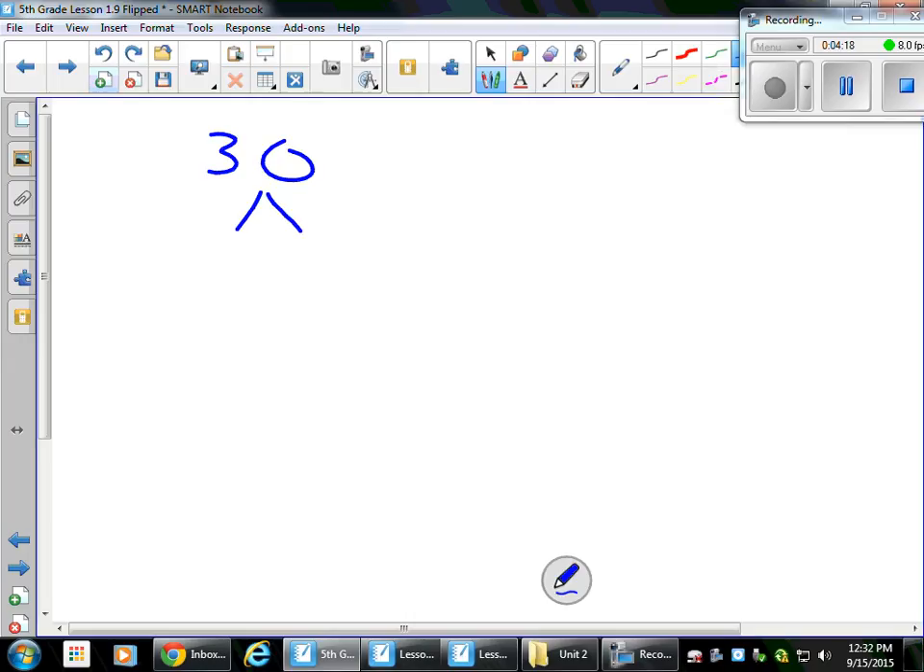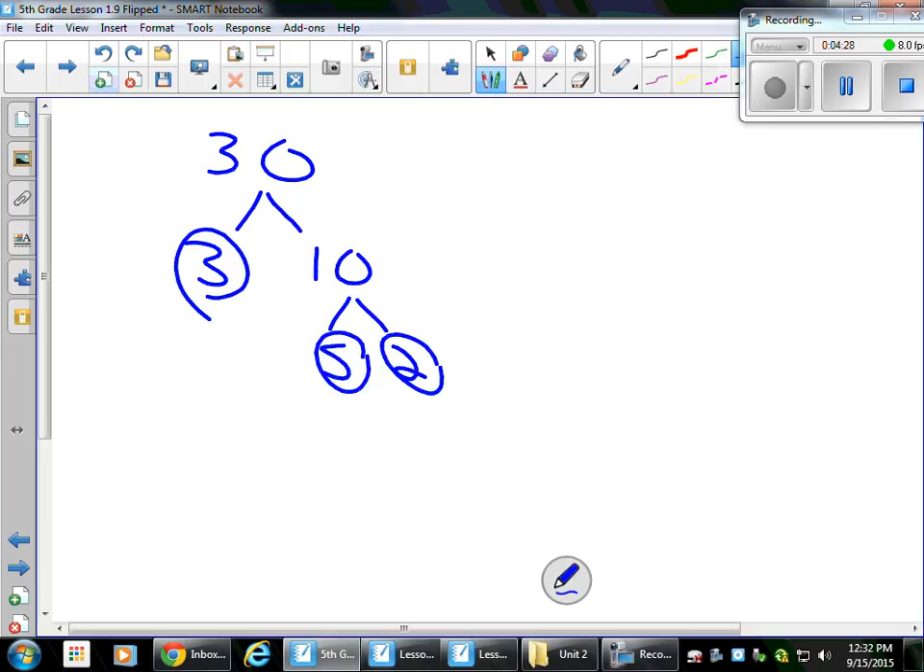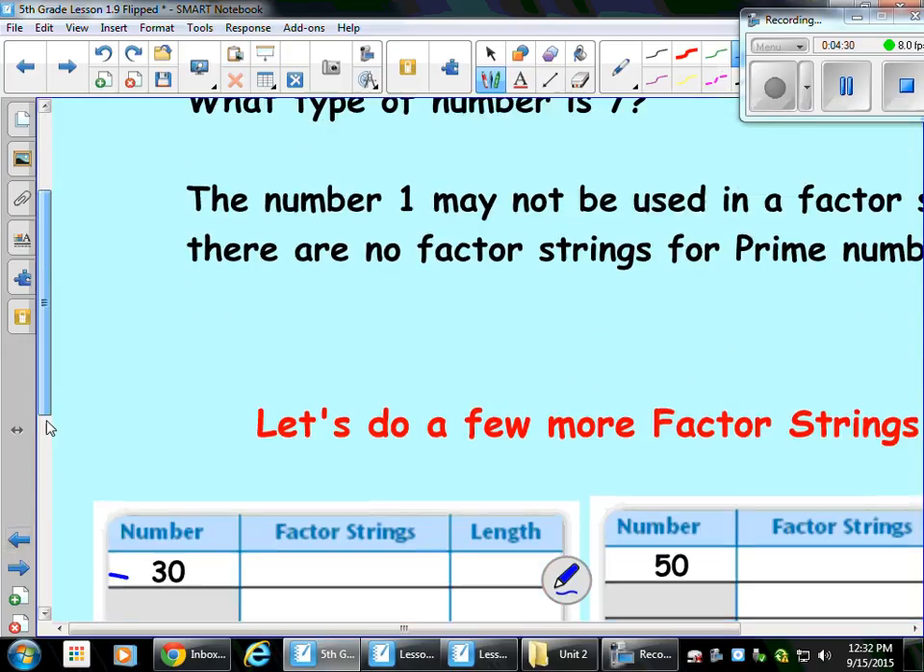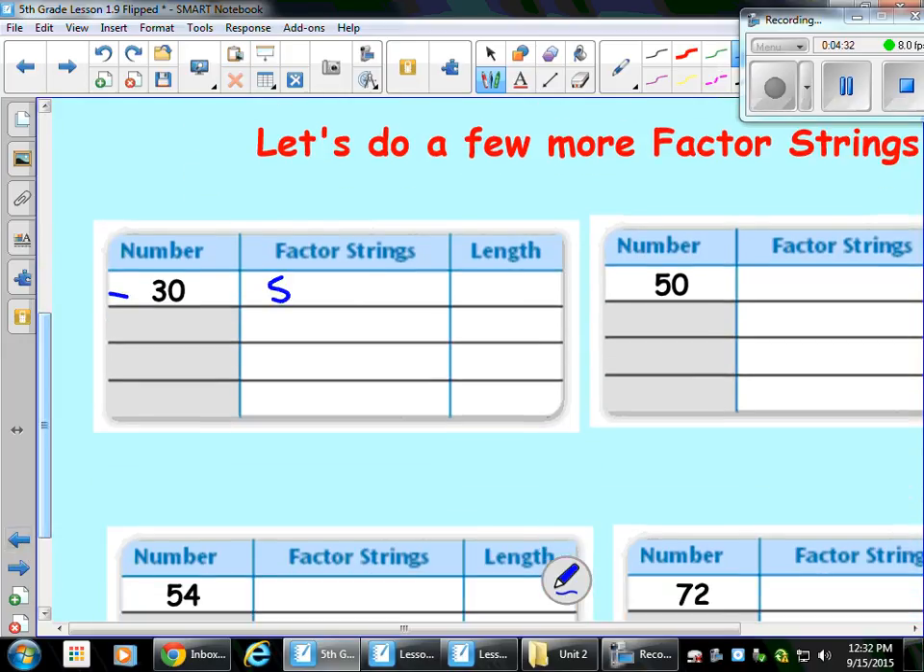We're going to go 3 times 10, right? 3 is a prime number, so I'm going to circle it. I'm going to go ahead and break 10 apart to be 5 times 2. These are all prime as well. So actually, my first factor string is going to be 2 times 3 times 5. I'll start off small, then get bigger. That's what I want you to do. How long is this? There's 3 numbers. That's where you get the length.